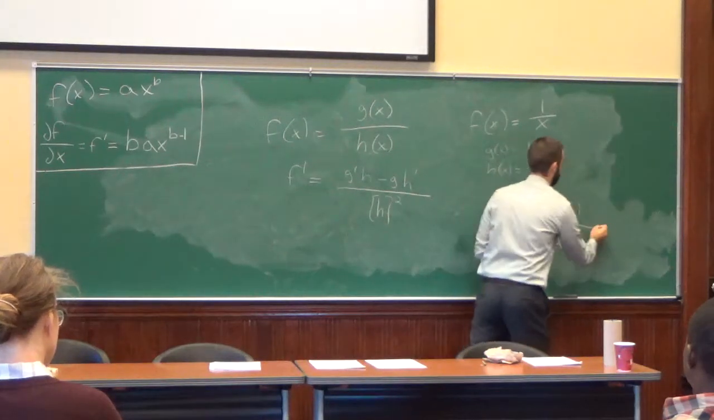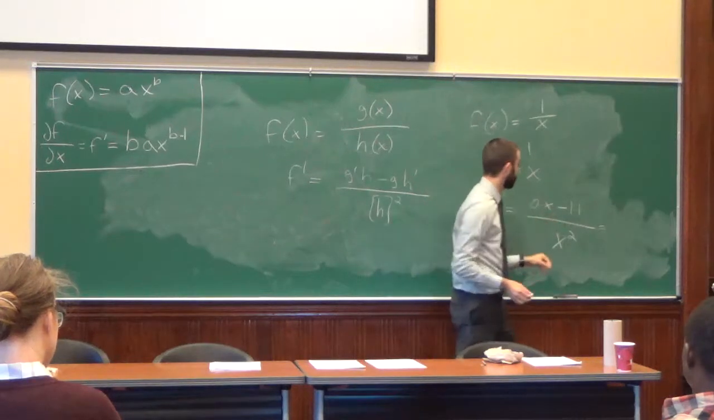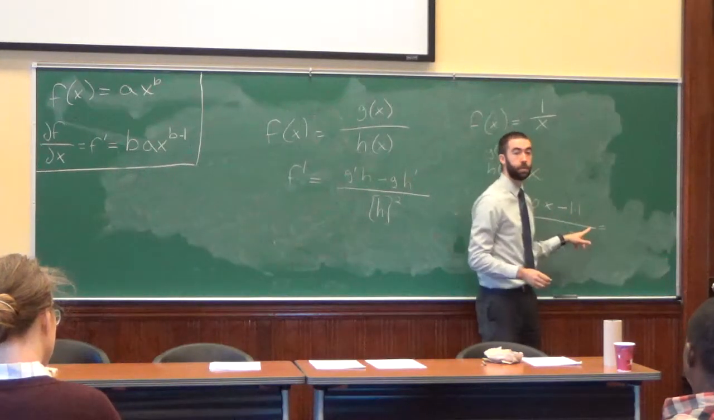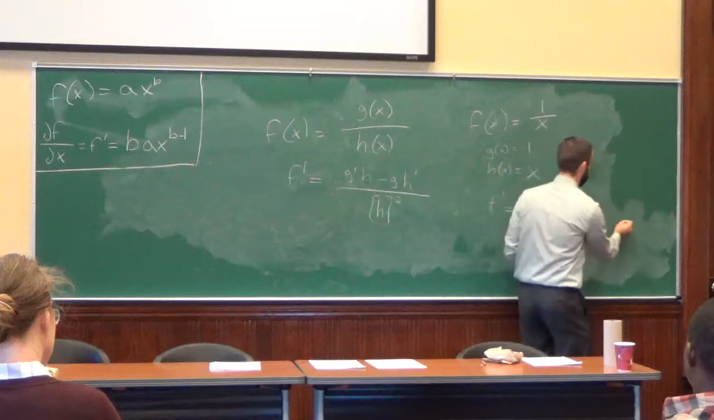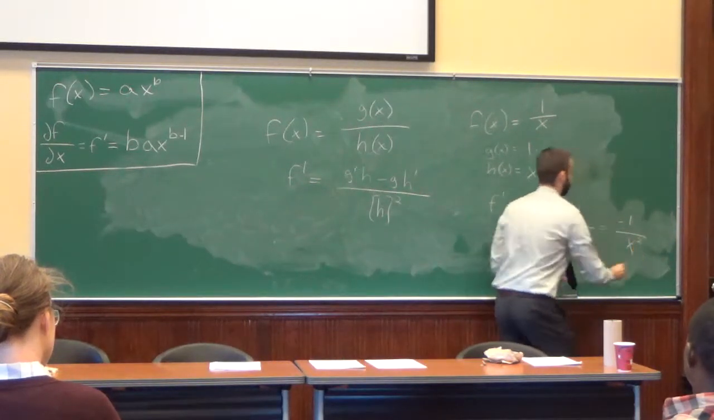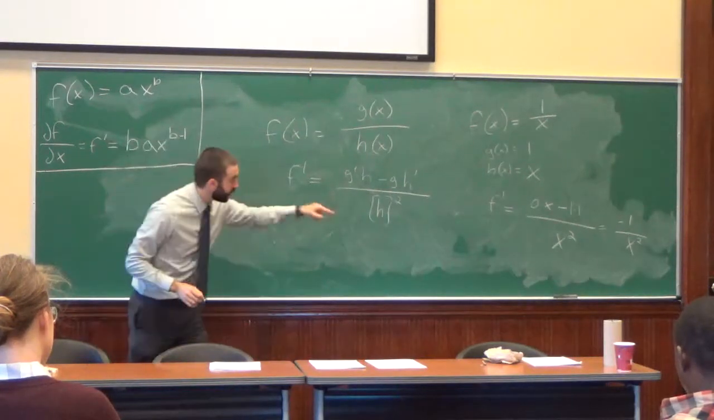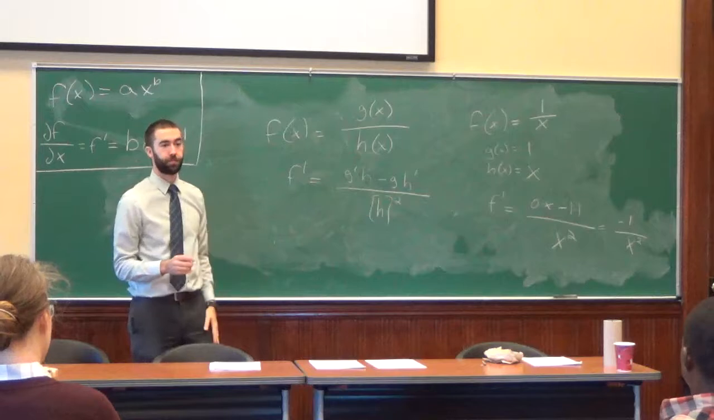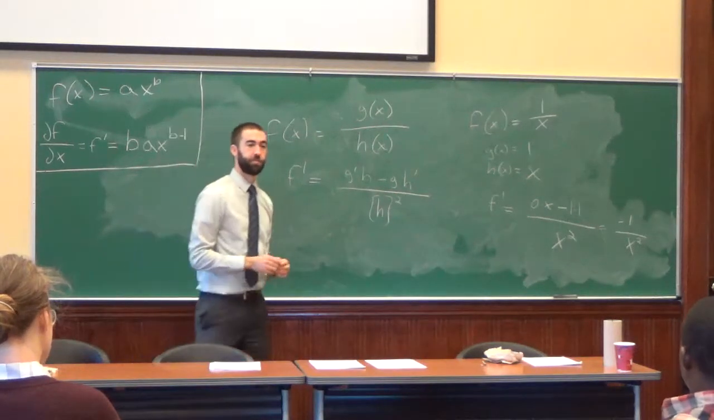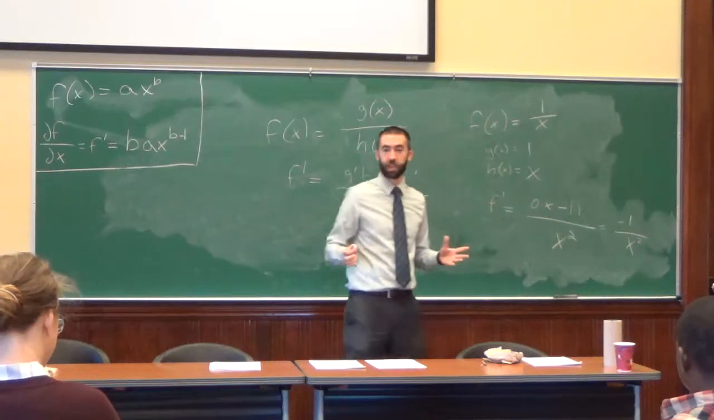All right, now just simplify that for us. 0 times x is what? 0. Excellent. 1 times 1 is what? 1. All right, so we just have negative 1 divided by? X squared. Excellent. So that's it. The derivative of 1 over x is negative 1 over x squared. Yeah? What do you think?